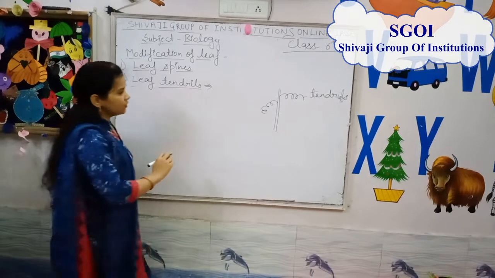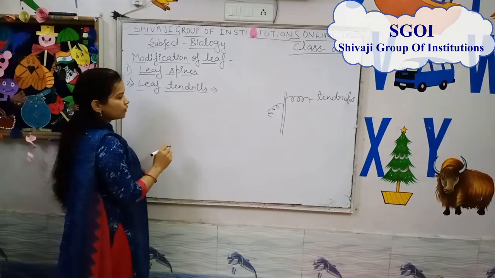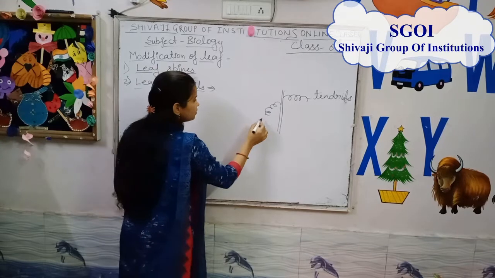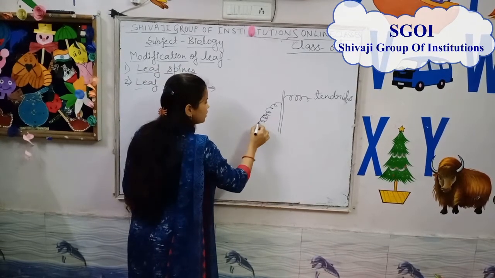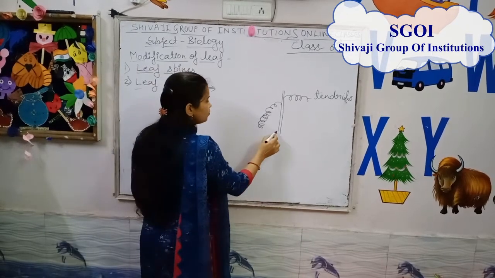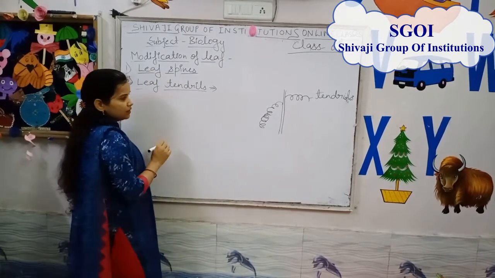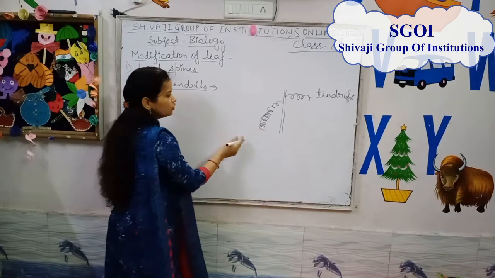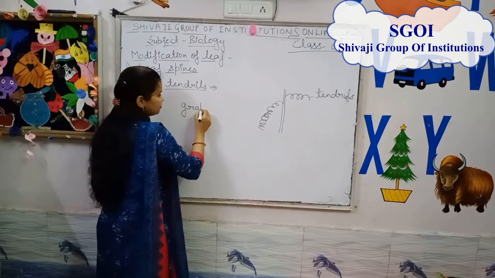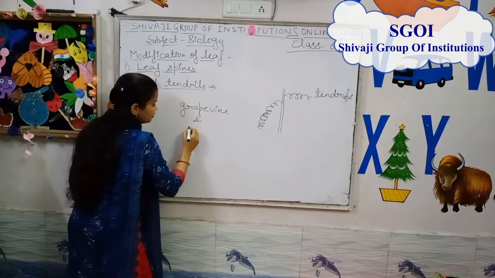So these tendrils are sensitive to touch. When they come in contact with an object, they coil around the object, and they help the plant to climb up. These are basically found in climber plants. So these tendrils help the plant to climb up. These are mainly found in grapevine and pea plant.